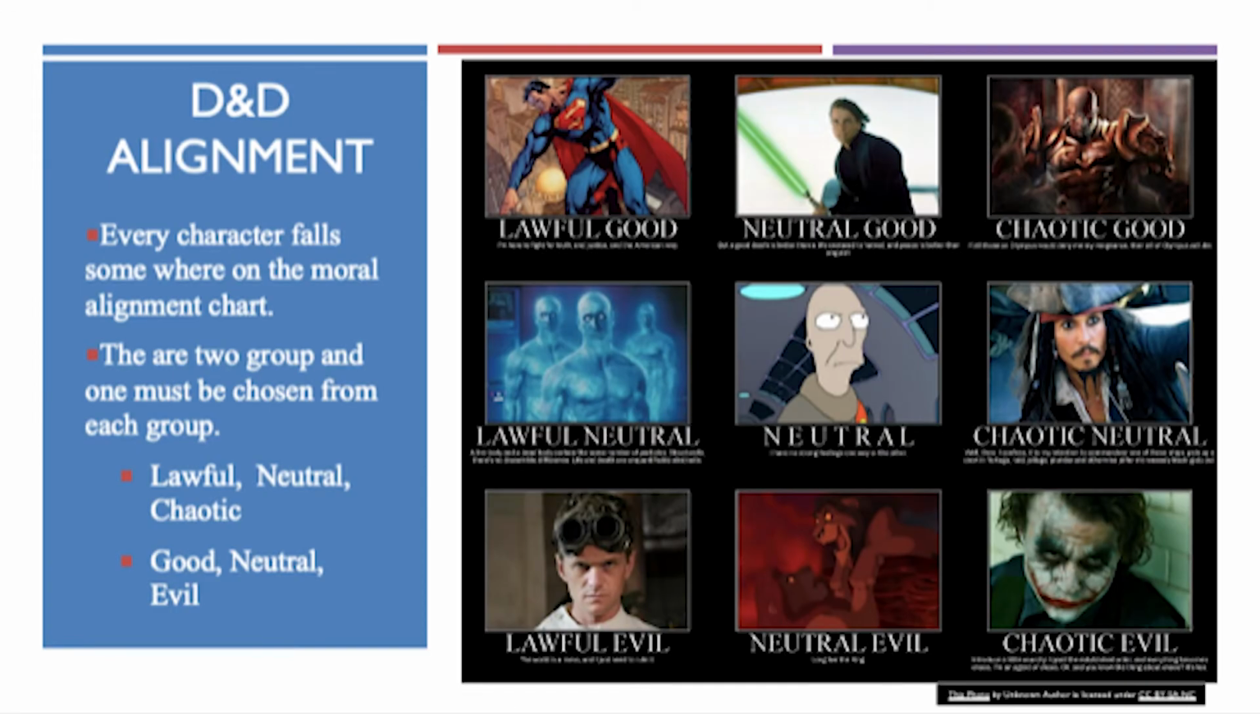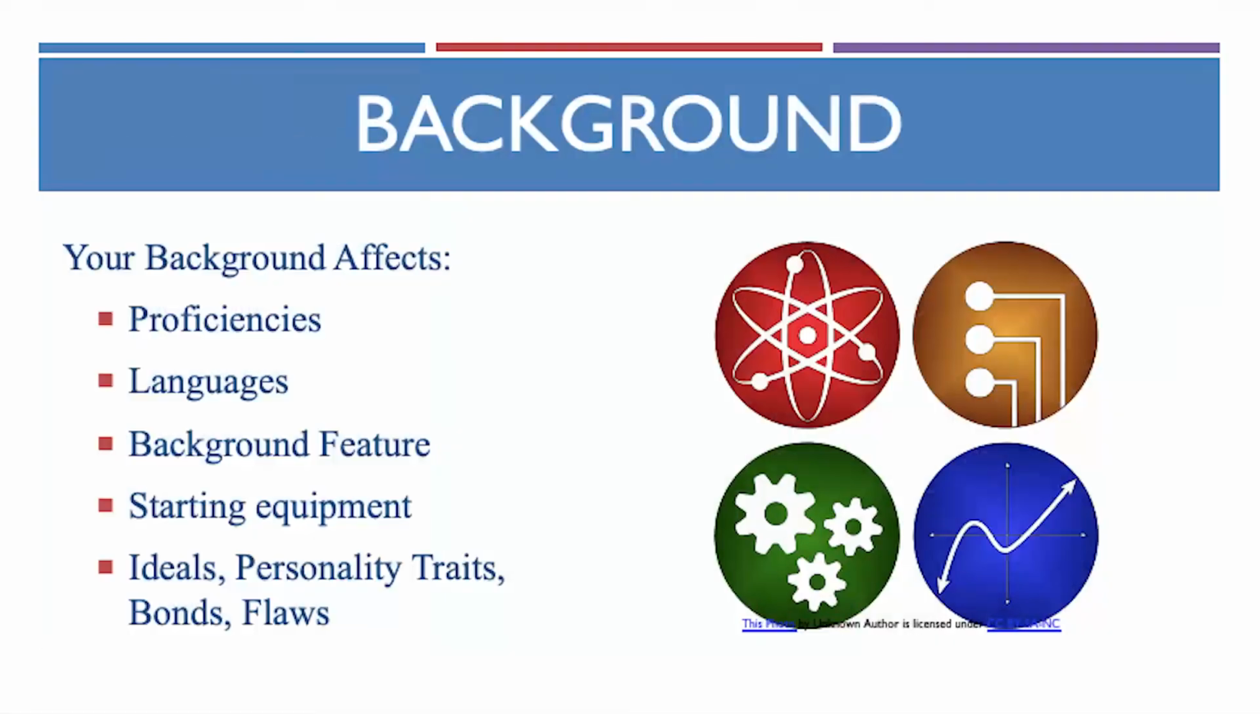Every character falls somewhere on the moral alignment chart. There are 2 groups: lawful, neutral, chaotic, and the second, good, neutral, evil. And you must choose one of each group. What was your character before being an adventurer?